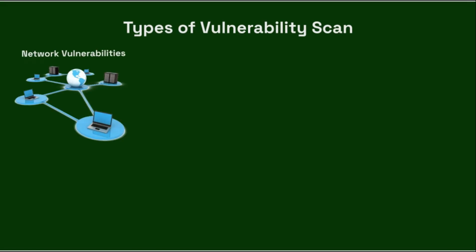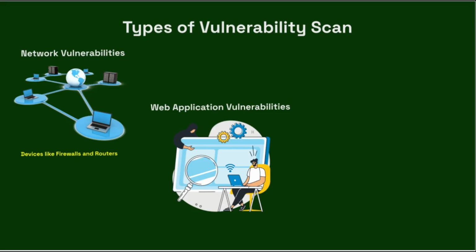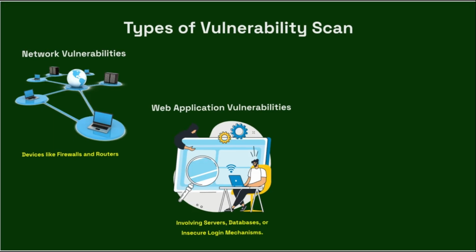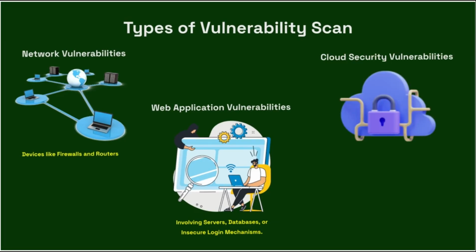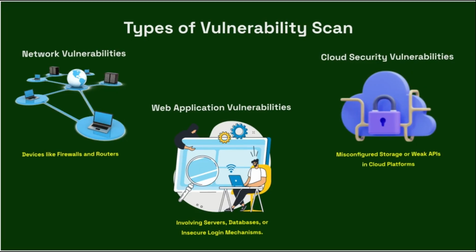Scan results can reveal a variety of vulnerabilities, which usually fall into one of three categories. Network vulnerabilities, found in devices like firewalls and routers. Web application vulnerabilities, which involve servers, databases, or insecure login mechanisms. Cloud security vulnerabilities, such as misconfigured storage or weak APIs in cloud platforms. Understanding where vulnerabilities lie helps you choose the right remediation strategy.